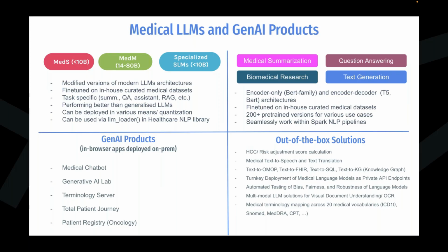So if we split this ecosystem into four, the upper left corner is the LLMs that we just mentioned: medical, specialized, fine-tuned LLMs. The upper right corner is what we have been developing for the last seven years. They are encoder-only BERT-based models, right? We have encoder-decoder-based T5, DeBERTa or BART architectures as well, to do medical summarization, question answering, text generation.